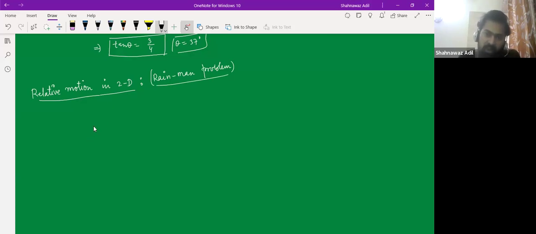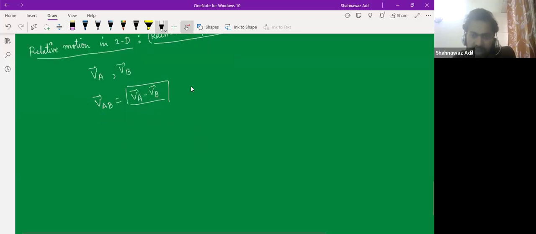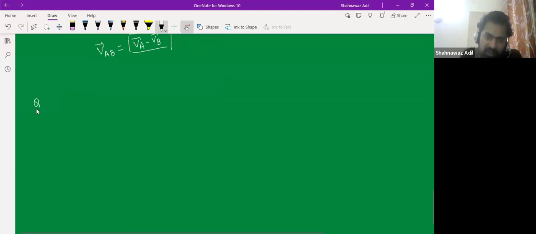Right? So let's say VA is some velocity, VB is some velocity. So the relative velocity of A with respect to B, this we have learned in one dimension. This is VA minus VB. So this is relative motion in 2D. And if you want to do this rain-man problem, let's take an example.